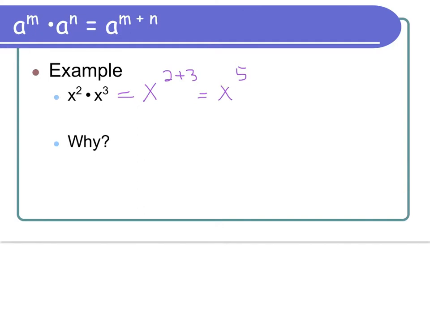Remember that the base tells you what you're multiplying, and the exponent tells you how many times you're multiplying by it. So x squared is the same as saying x times x, and x to the third is the same as saying x times x times x. So if we multiply those together, we in fact have 5 x's multiplied by themselves, so x to the fifth. And that's the reason for the rule. When we multiply, we add the exponents is a shortcut for just repeated multiplication.